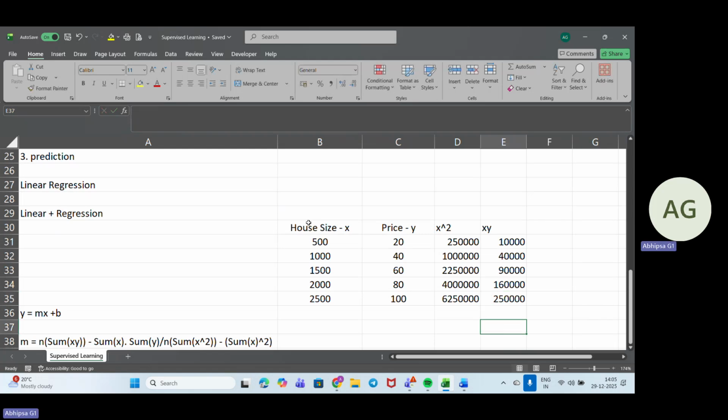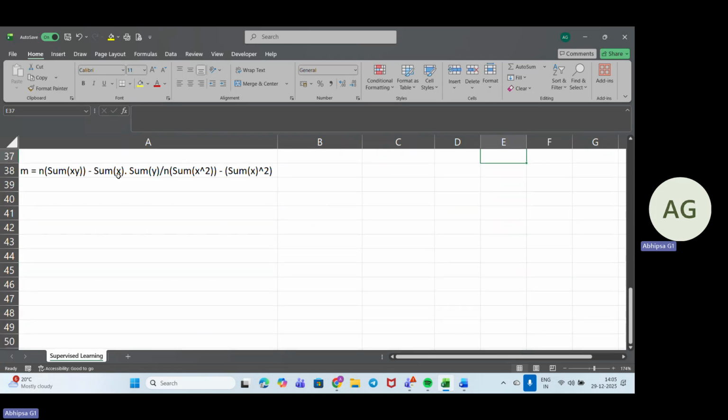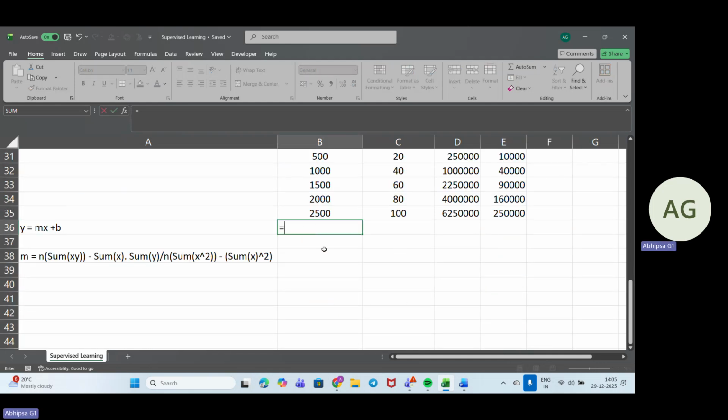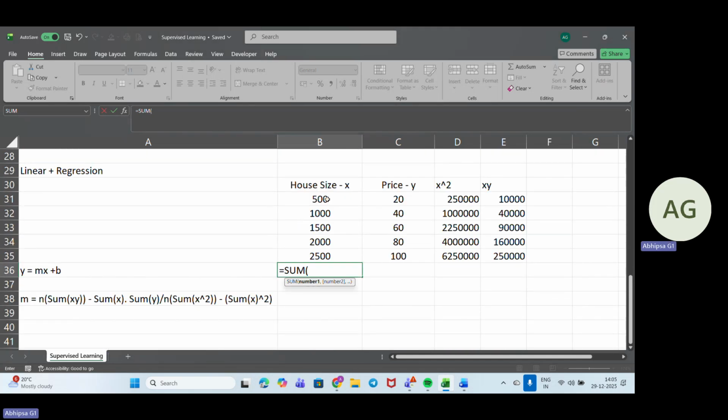So we have got the house size as x, price as y, the value of x square accordingly, and xy values like this. Now we need to get the totals, because here we need the summations. So I'll just use sum and I'll be summing it off. We have got the sum like this.